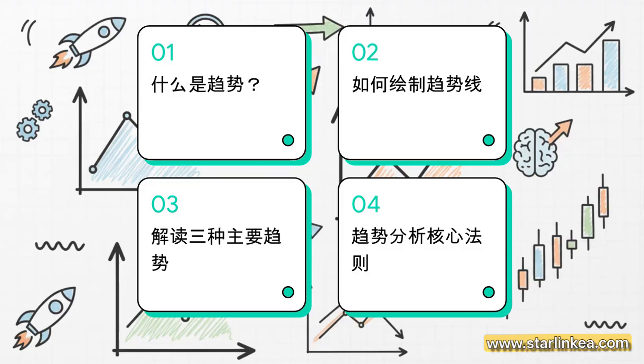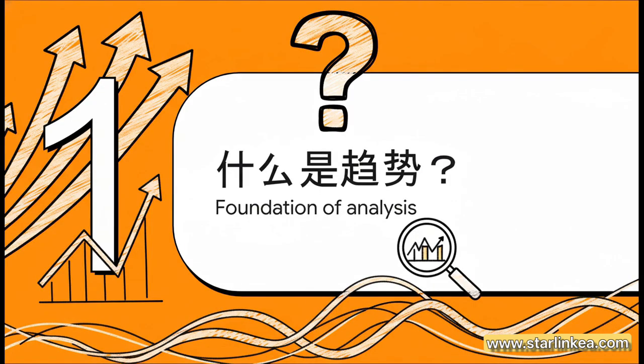All right, so here's our game plan for this explainer. First, we'll nail down what a trend even is. Then we'll get hands-on and learn how to actually draw trend lines. After that, we'll dive into how to read the three main types of trends, and we'll wrap it all up with the core rules that tie everything together. By the end, you'll be seeing the patterns in the noise. Okay, let's jump right in.